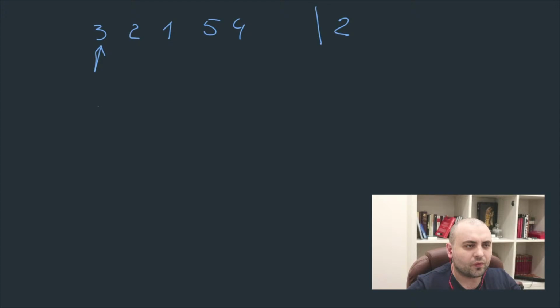Yeah. So we've got the following: 3, 2, 1, 5, 4, and the difference will be 2. So assuming we've got 3, 3 plus 2 will be 5. It's 1 complement. And 3 minus 2 will be 1. So we've got 2 complements in this case.